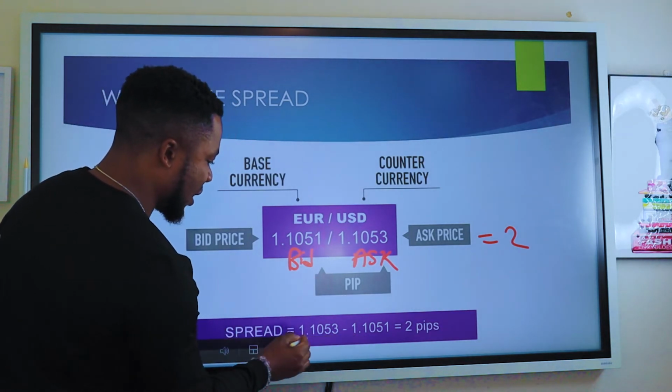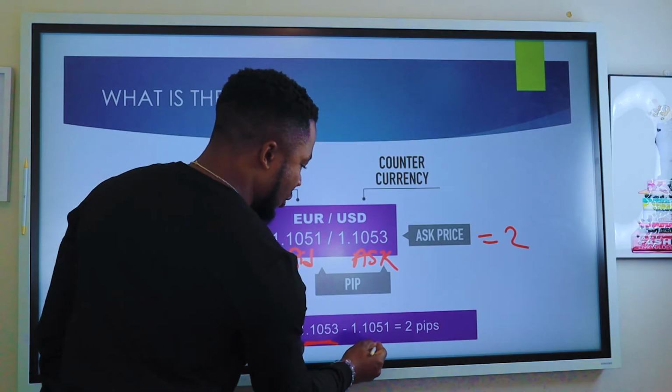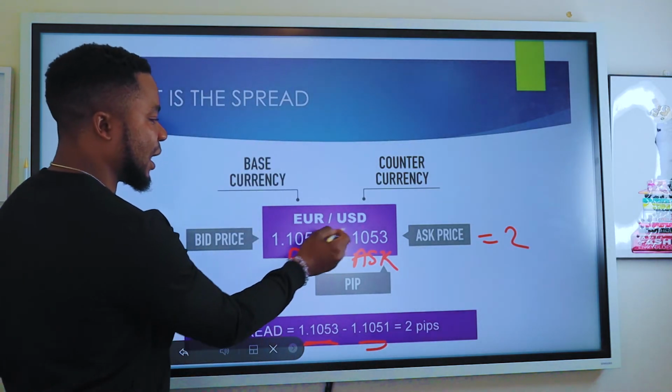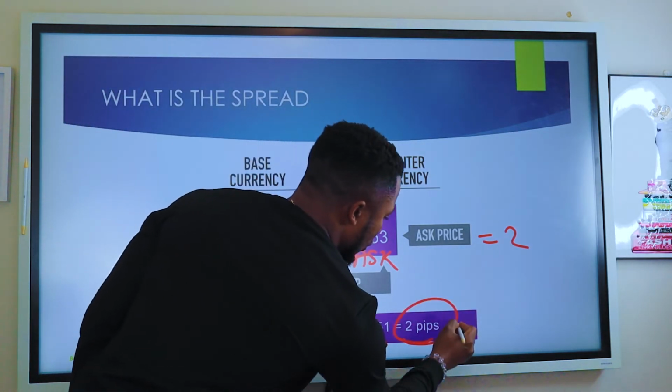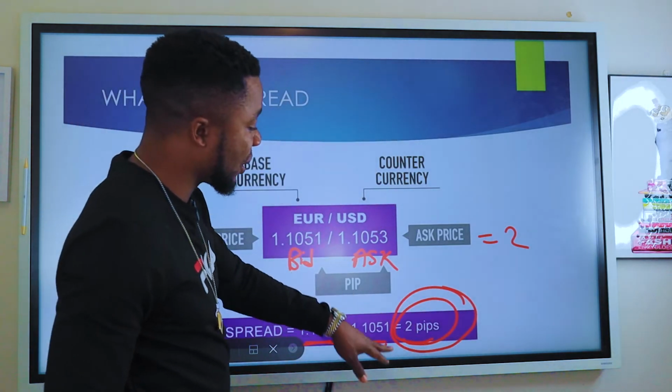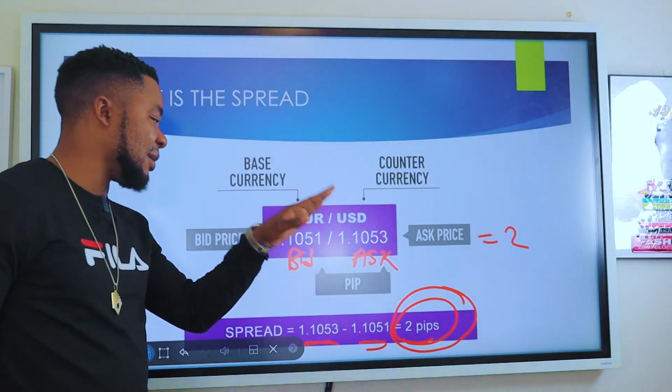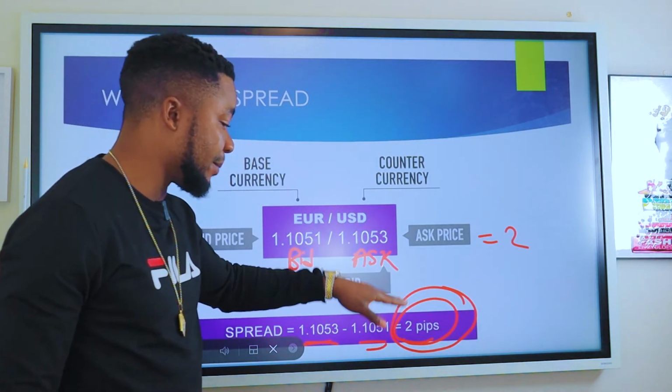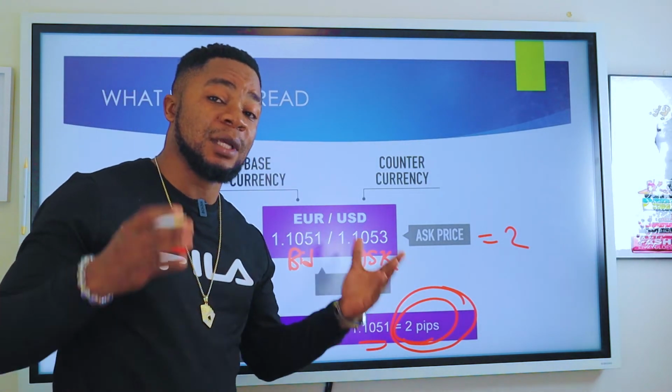You can see we have it here. The spread is equal to this minus this. You subtract this from this, you have 2. 2 what? 2 pips. The spread is measured in terms of pips. So the difference between the ask and the bid price is what they call the spread, and it is measured in terms of the pips.